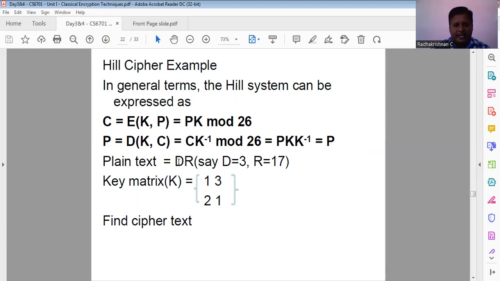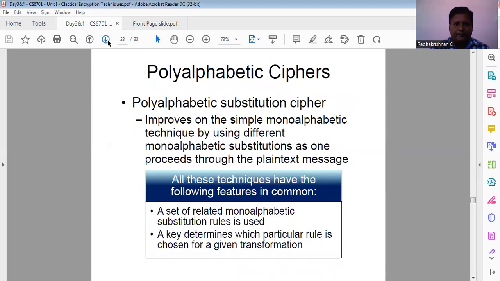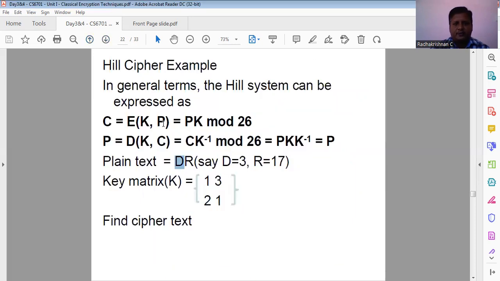For plain text DR, D equals 3 and R is in the 17th position. The key matrix is 1 3 2 1. Find the ciphertext. This is the way you can perform the various substitution techniques. Now we have discussed only two or three substitution techniques. Further substitution techniques are also available, as well as steganography concepts.